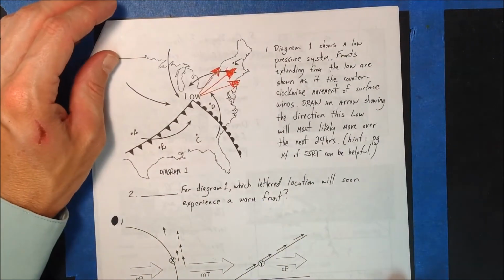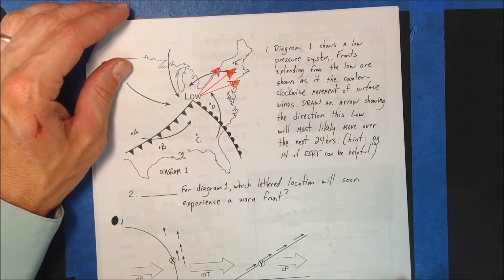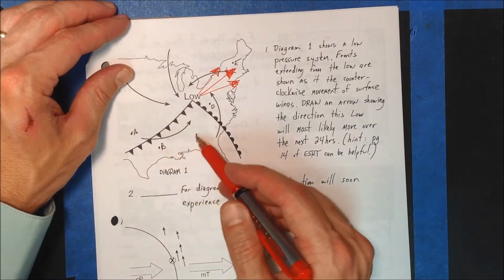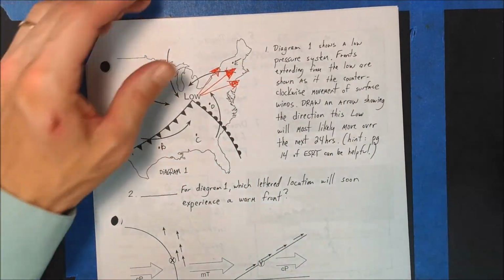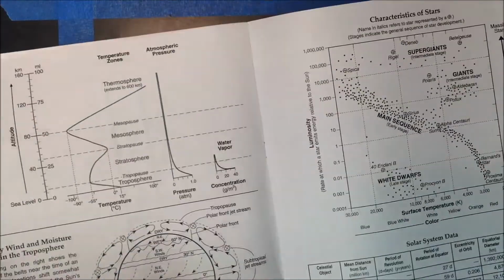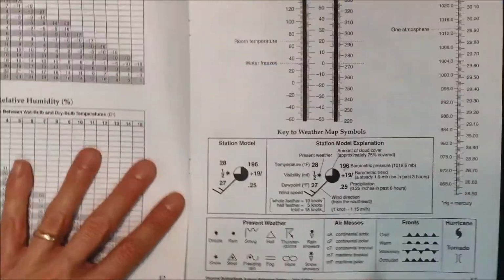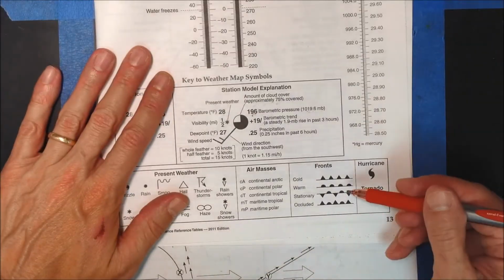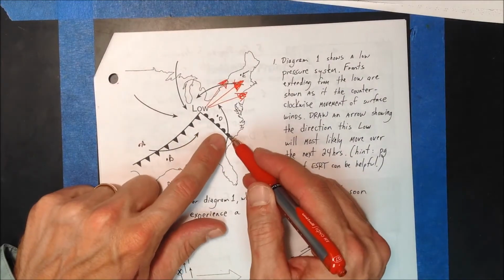For diagram 1, which letter location will soon experience a warm front? We have A, B, C, D, E. So if you can look on here, which one is a warm front? Don't expect you to remember it. It'd be good if you do, but you don't have to, because it's on here, warm front, rounded. You have to know that in this case, it kind of acts like arrows.